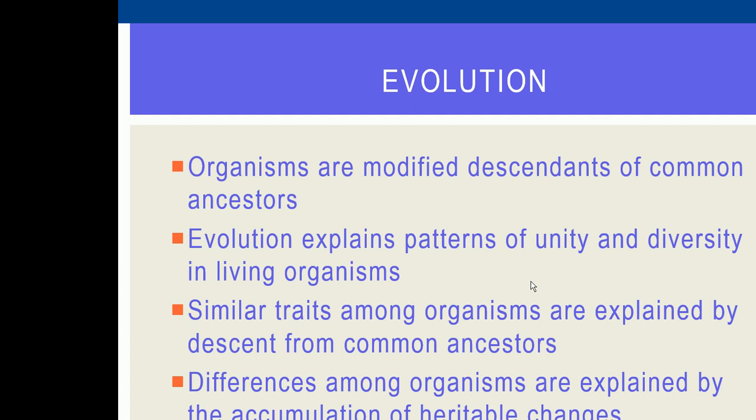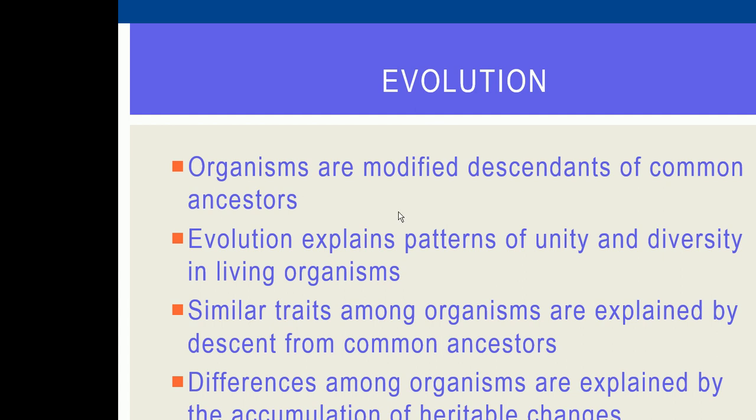So basically, according to the theory of evolution, organisms are modified descendants of common ancestors. We have all evolved from common ancestors. And how did we become different? We became different because of some heritable changes which took place in us. So organisms are modified descendants of common ancestors.